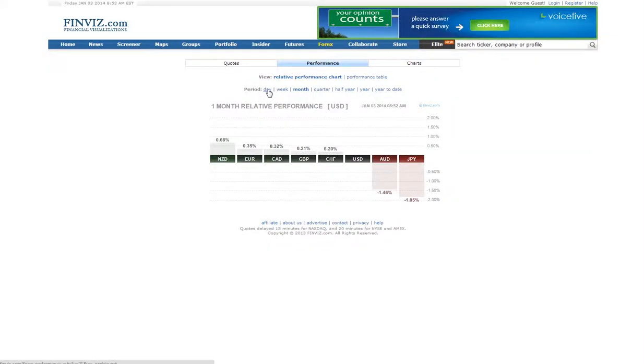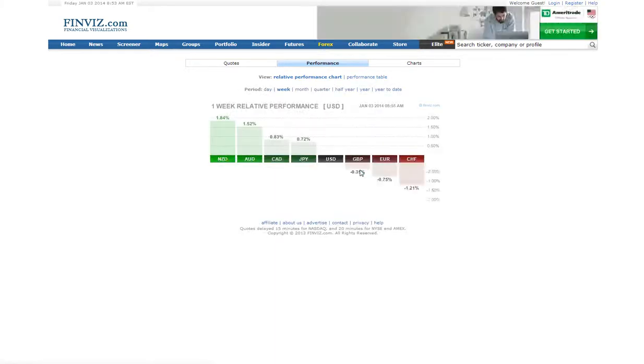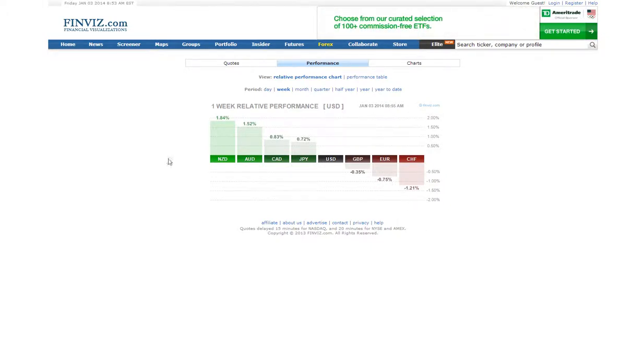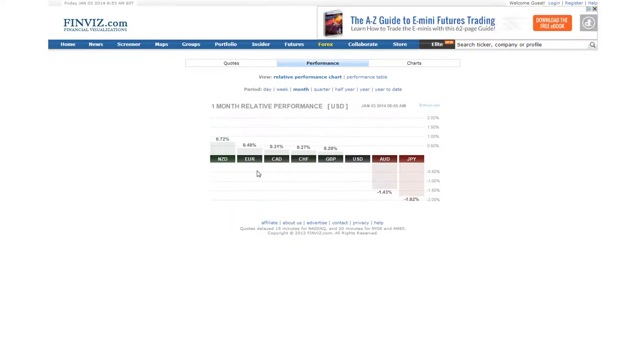If you look at the one-day relative performance, you see that the euro is at negative 0.20%, along with oil and the Swissy. If you look at the 1 week relative performance, you see that the euro is negative 0.75%. The worst is the Swissy. And 1 month relative, it's at 0.40. So we'll see how the euro does, it's positive monthly wise. So let's get into the charts.